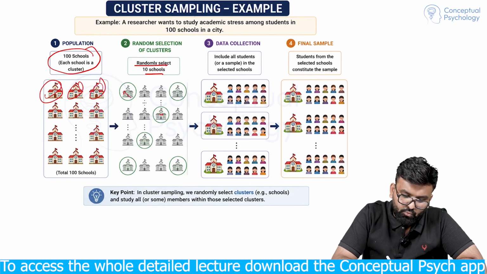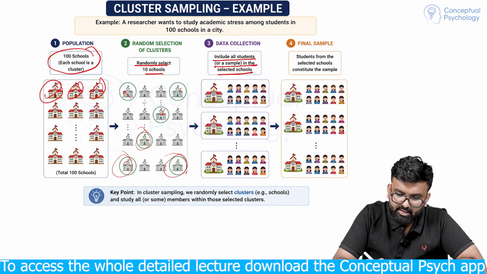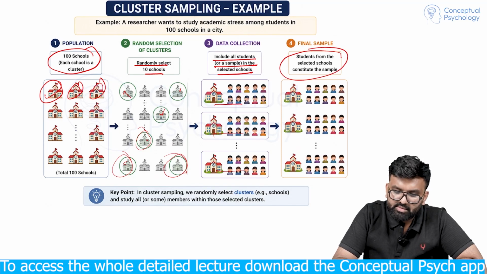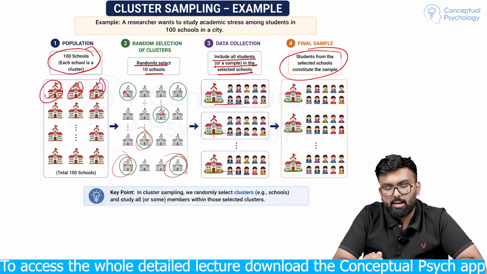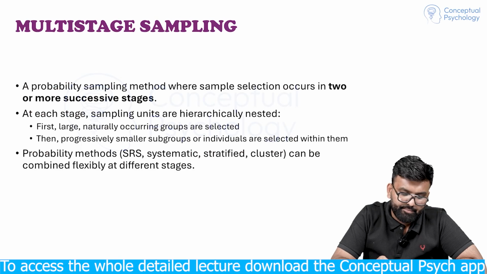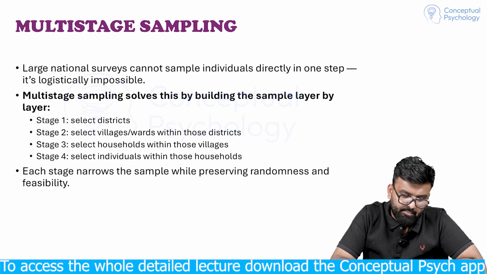Randomly select 10 schools like this. Include all students in the selected schools. Students from the selected schools constitute the sample. This is called cluster sampling. Then multistage sampling, which we studied.